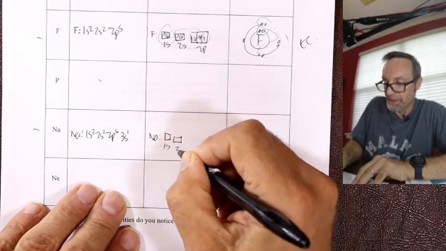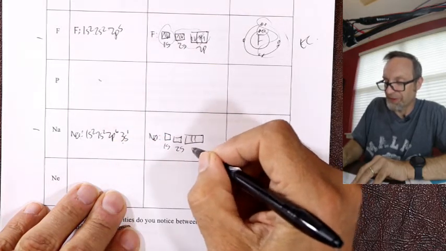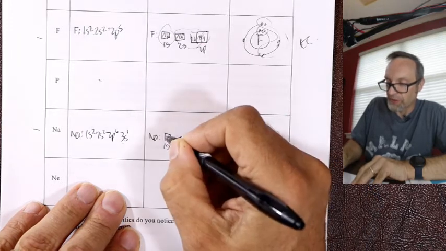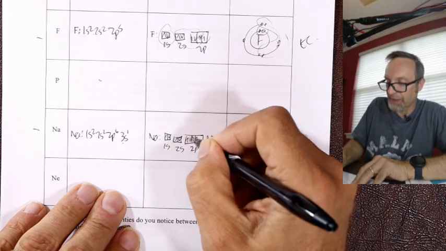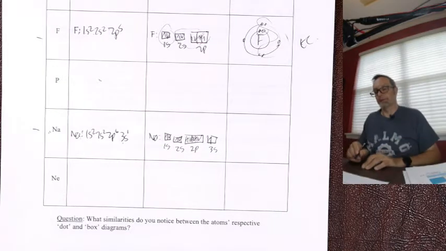Sodium, 1s, 2s, and just draw the number of boxes you need, right? So I don't need all the boxes for the parking lot, just the ones I need. I need up to 3s. So 1, 2, 3, 4, 5, 6, 7, 8, 9, 10, 11. Sodium's number 11, right? There we go.